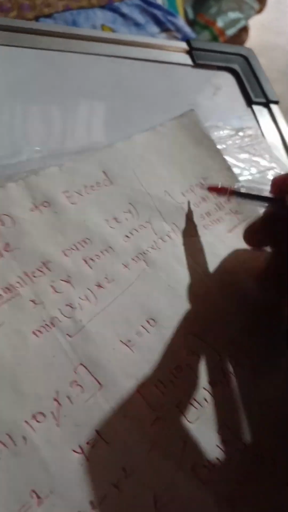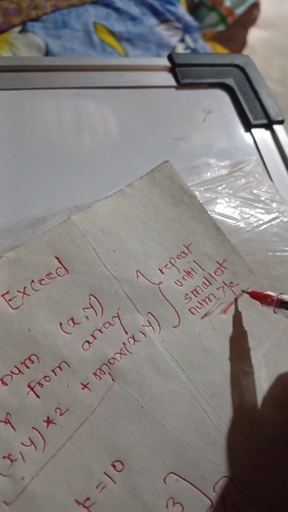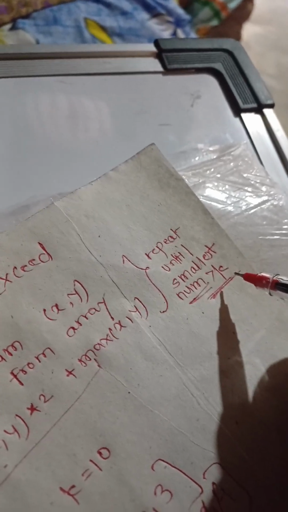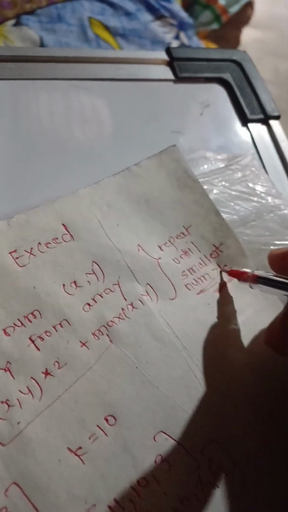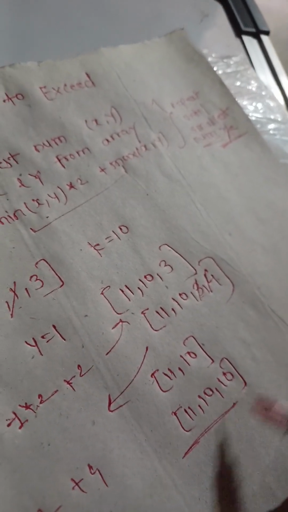And now, given the condition that we have to repeat this process until the smallest element in the array is greater than k, right? Greater than or equal to, basically, it is given as greater than or equal to. So now if you see, in our array all the elements are greater than or equal to 10, which is the given k value, right? So that is the simple idea.